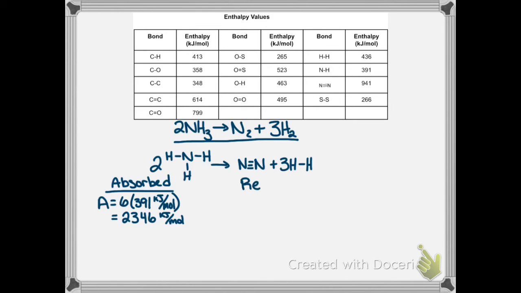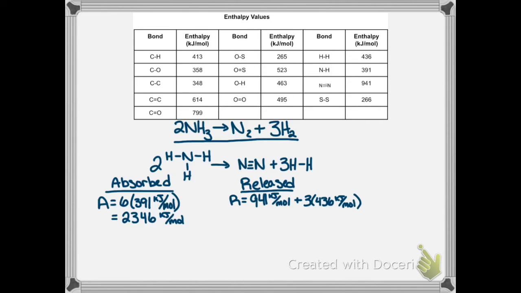Now if we take a look at the release side, so our product side, the energy that's being released, we first need to find the energy of an N triple bonded to another N. So if we look at our table, you'll actually see that the N triple bonded to an N is 941 kilojoules per mole. We then know that we have 3 sets of hydrogen single bonds. So we're going to take that and we're going to multiply it by 3. We find where our hydrogen bond is, and then we write down our value. So we find that on the table to be 436 kilojoules per mole.